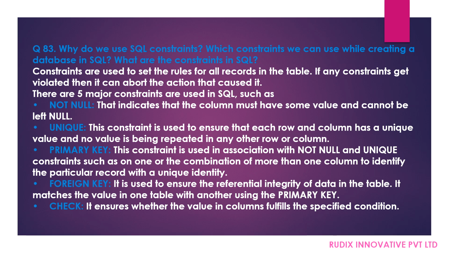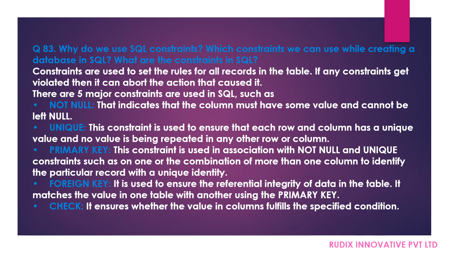Primary key. It ensures that each row in a table has a unique identifier. It prevents duplicate or null values in the specified columns. Typically, it is used to uniquely identify each row in the table. It is used in association with NOT NULL and UNIQUE constraints, on one column or a combination of more than one column, to identify a particular record with a unique identity.